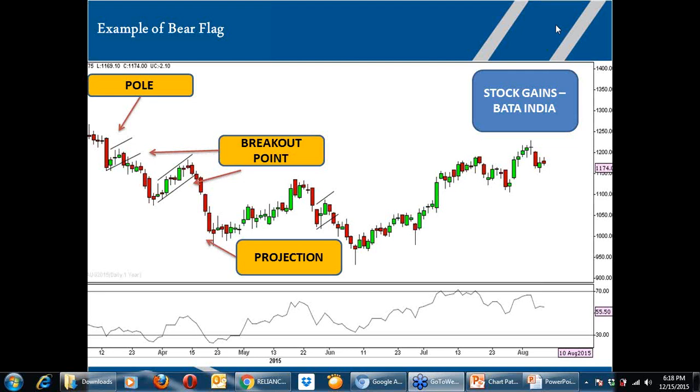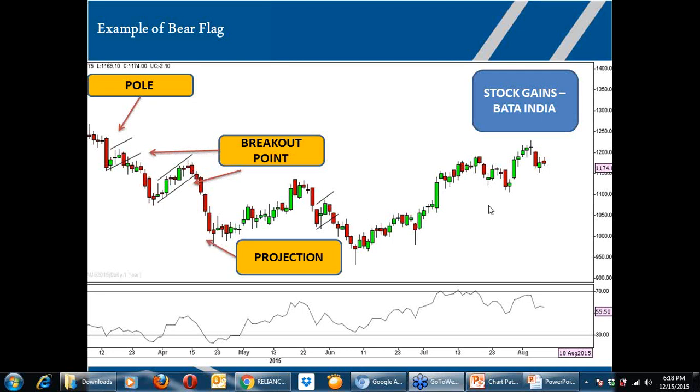Okay, now this is on the way down. You can see here that this is a particular pole, and then these parallel lines are the flag pattern. Ideally there should be 2 to 8 bars and not more for the formation of the parallelogram, which comes out here, and then there's a breakdown which meets the intended target. And here again you can see there's an 8 bar movement, and again there's a projected move down.